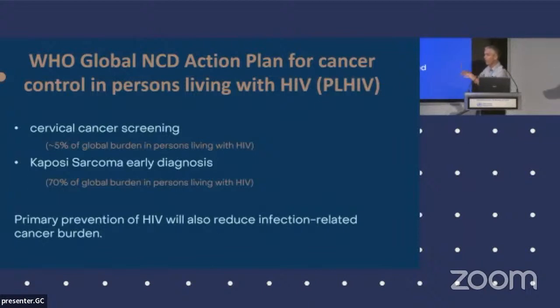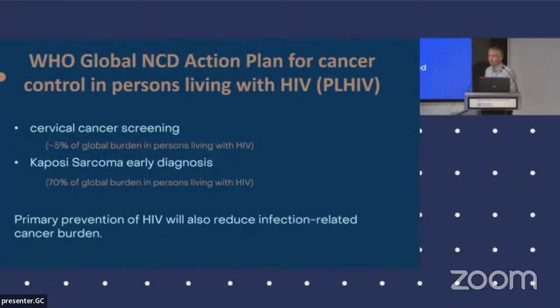In terms of the global burden, about 5% occurs among people living with HIV. Most Kaposi sarcoma occurs in sub-Saharan Africa, and almost 70% of global Kaposi sarcoma occurs in people living with HIV. So there is a very strong relationship between Kaposi sarcoma and HIV, and most of it goes undiagnosed or is diagnosed late. So we really need better methods for Kaposi sarcoma early diagnosis to reduce morbidity and mortality from this cancer.